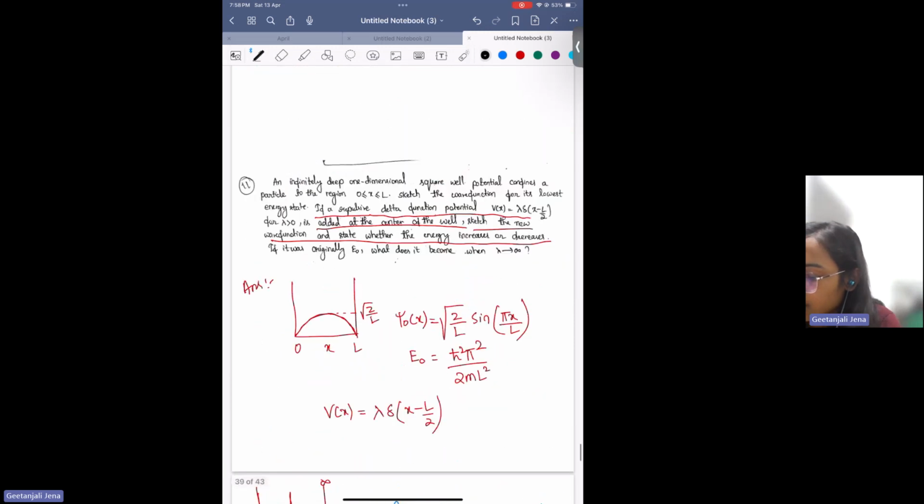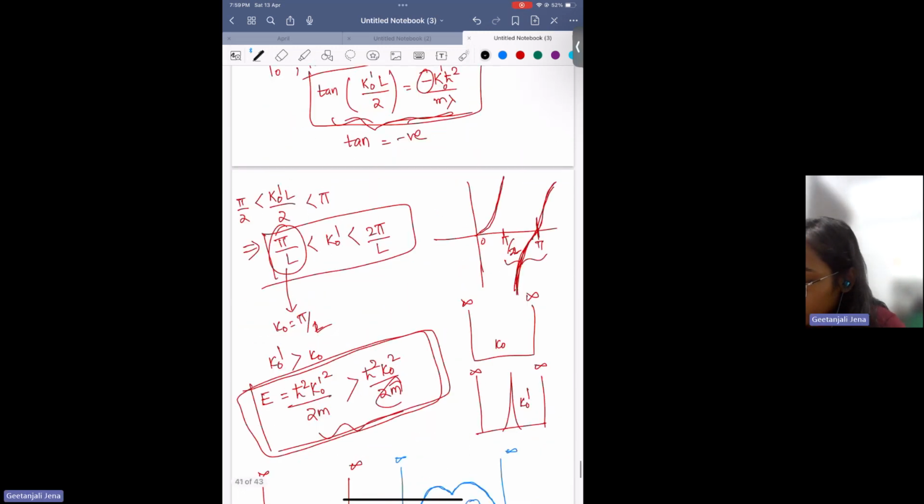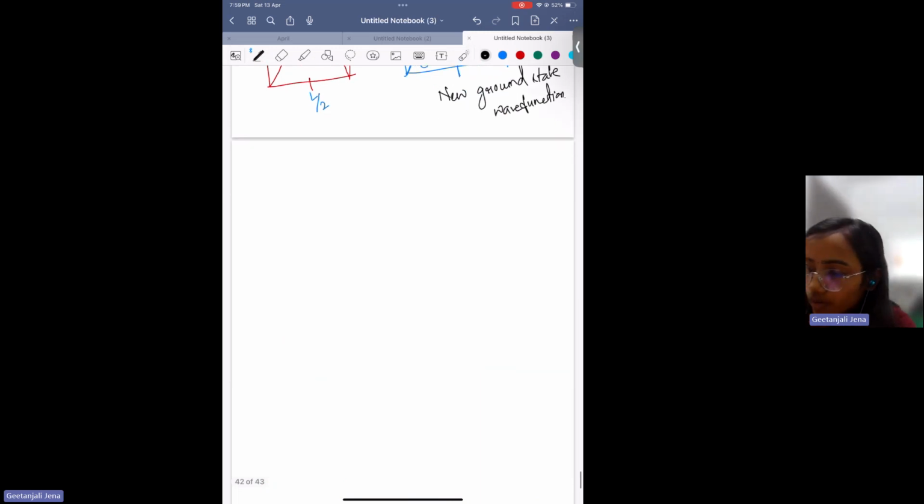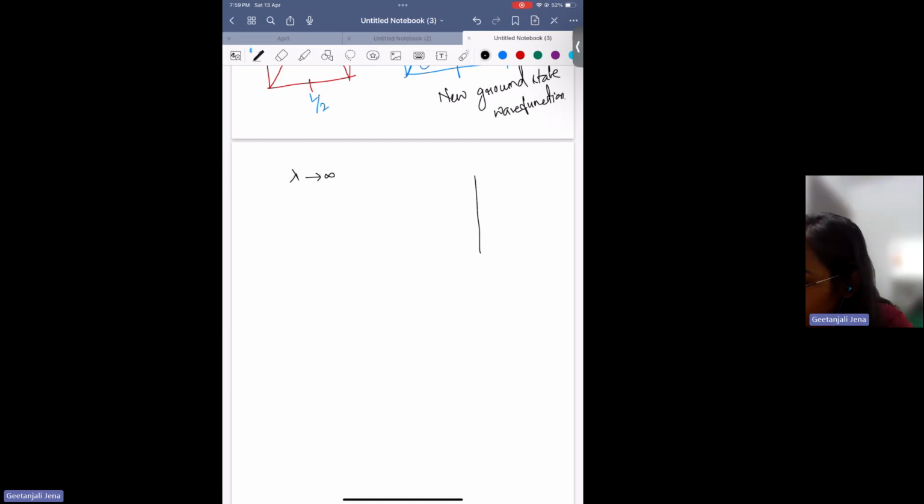Now there is another part. It is asking, if the ground state energy was E0, then what does it become when lambda tends to infinity? So instead of a finite value of lambda, we have lambda tends to infinity. That means we have an infinite barrier in the middle, right? So the middle will become an infinite potential barrier.